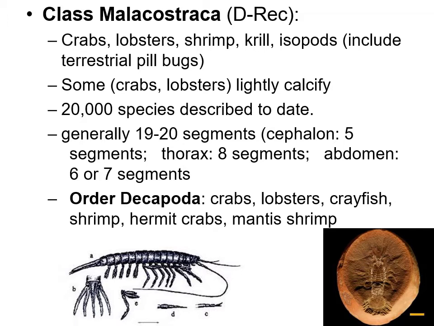A common order of Malacostracans is Decapoda, again, 10 limbs. Crabs, lobsters, crayfish, shrimp, hermit crabs, mantis shrimp. If you've not looked up the mantis shrimp, they're pretty cool. I recommend Googling those. They are awesome. So Malacostracans all share these basic common features. And again, 20,000 species. These are very, very abundant.